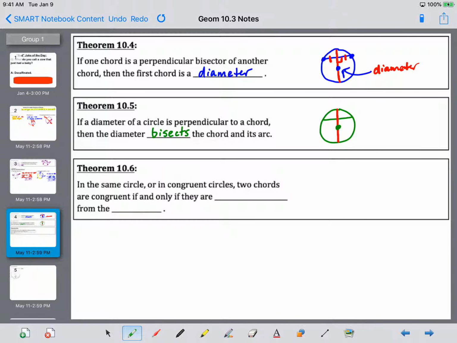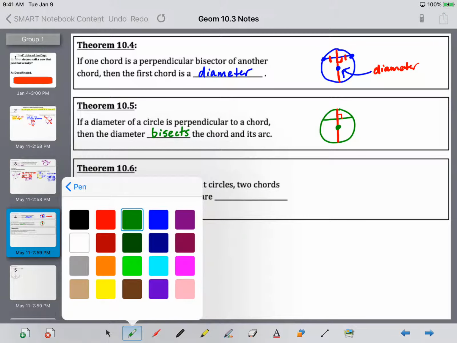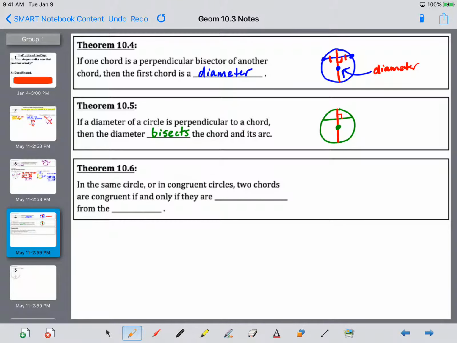And if that diameter is perpendicular to a chord, then it does two things. The first thing it does is it bisects the chord. The other thing it does is actually bisect the arc. So like say that this is 5 and this is 5, well then these would be the same number of degrees. So maybe this is 60 degrees and this is 60 degrees. All right, so kind of interesting there.